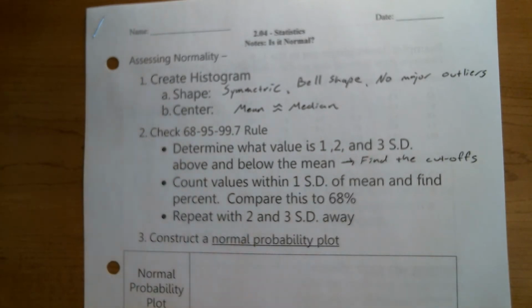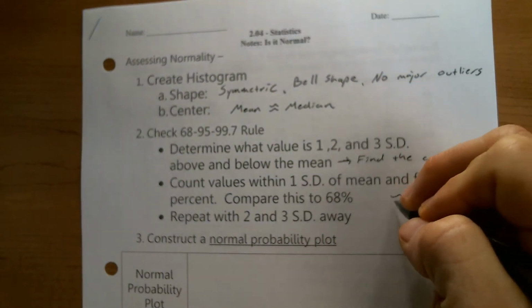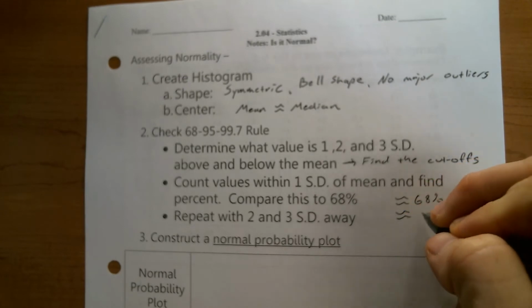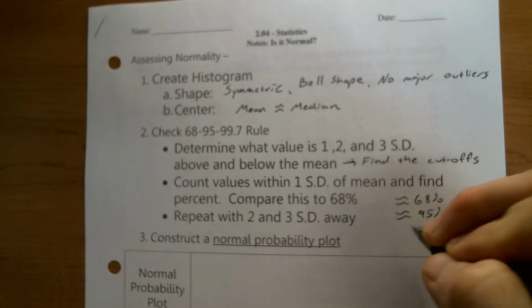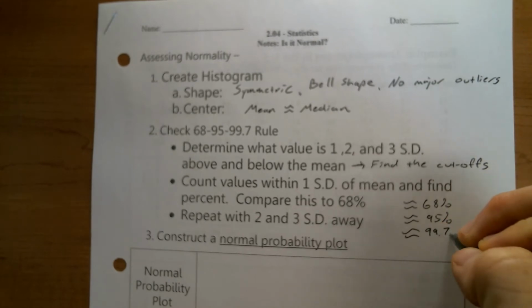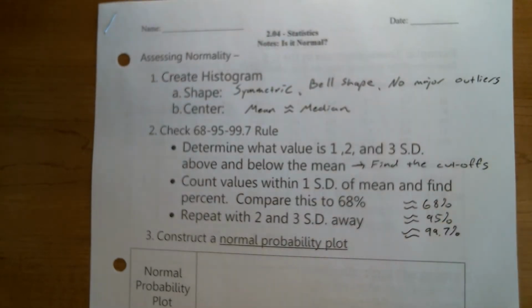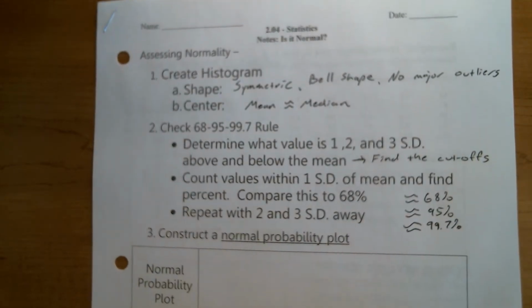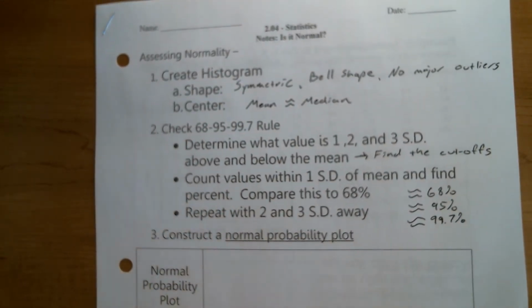Again, it's unlikely to be exact, but we're hoping that it's relatively close to 68%. We're hoping that it's relatively close to 95%. And we're hoping that it's relatively close to 99.7%. So we're seeing, does it follow the general pattern that we would expect?